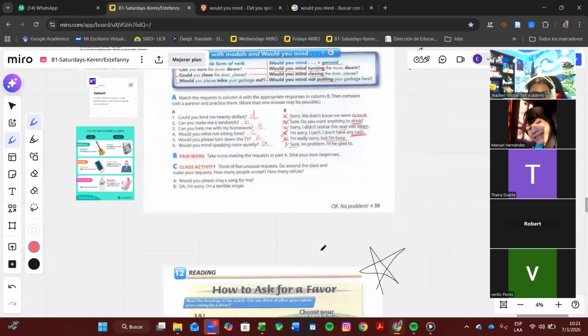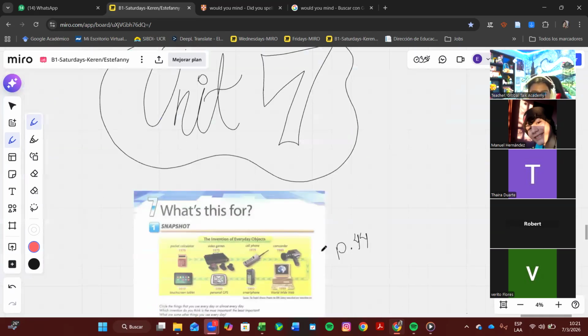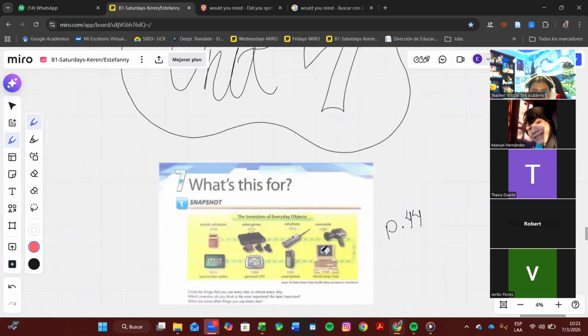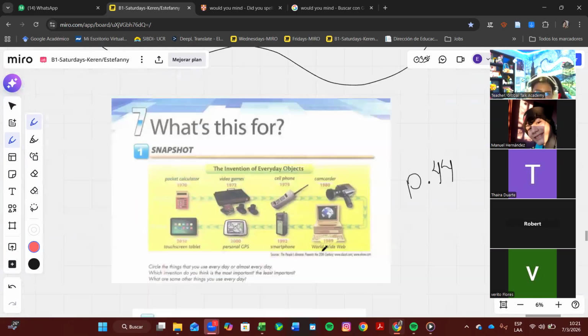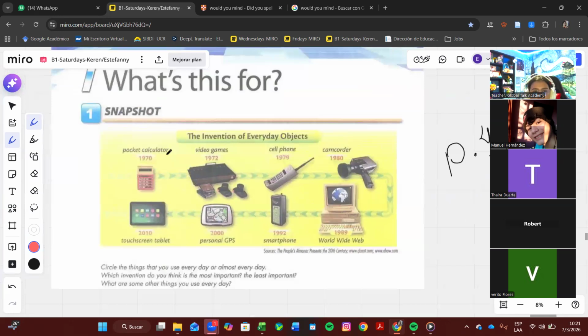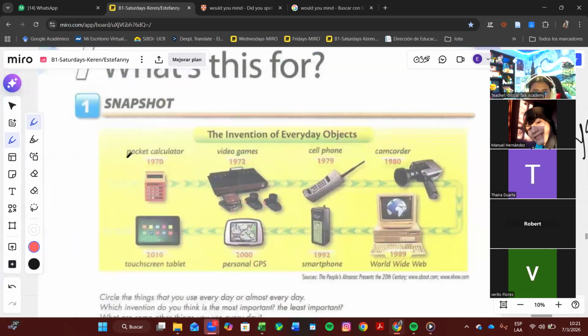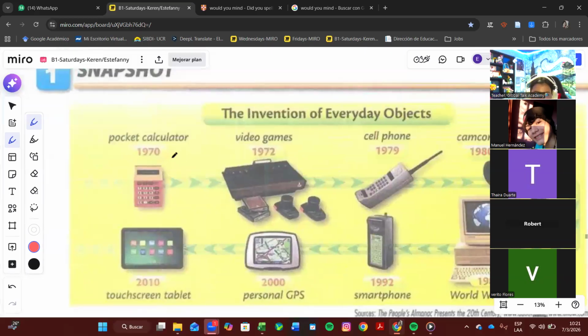Okay. So now we can move on to the next unit. So this is unit 7, okay? It's called What Is This For? And here we have some different inventions of objects, like for example, pocket calculator, 1970s. It was made in the 1970s.